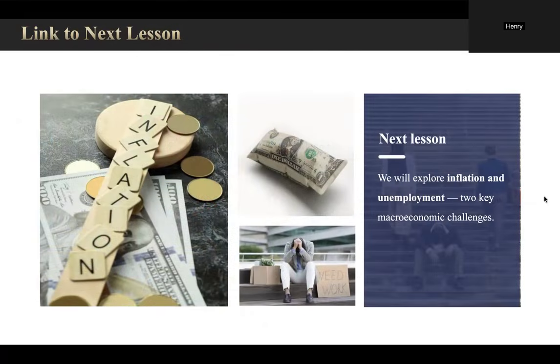In the next lesson, we'll build on this by looking at two major macroeconomic challenges, inflation and unemployment. We'll explore how they are measured and why they matter so much for economic stability.